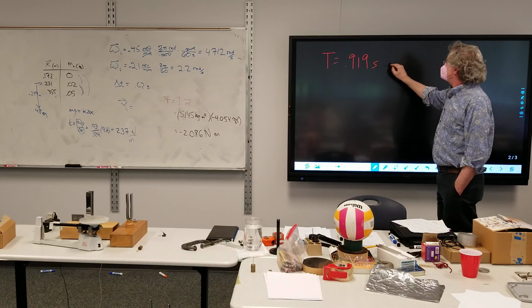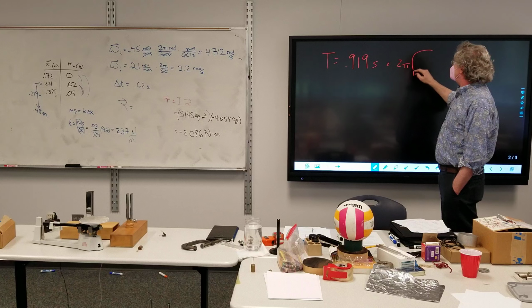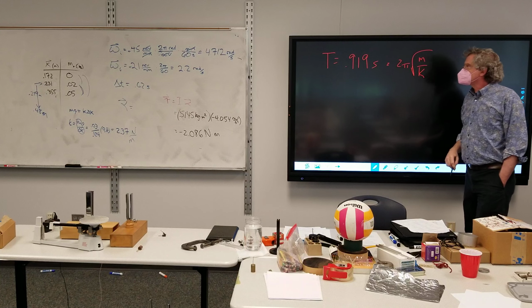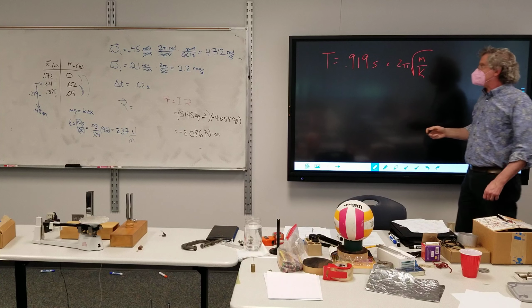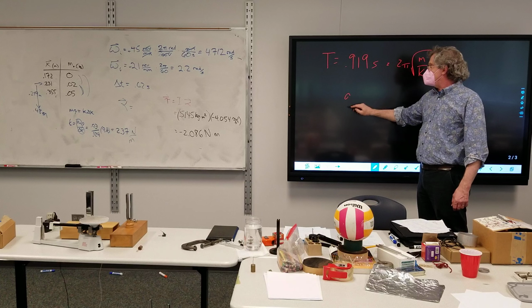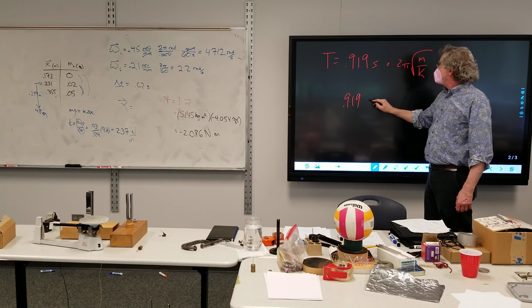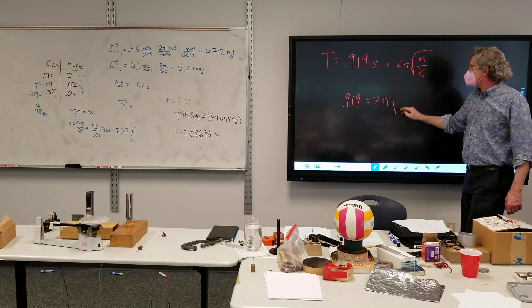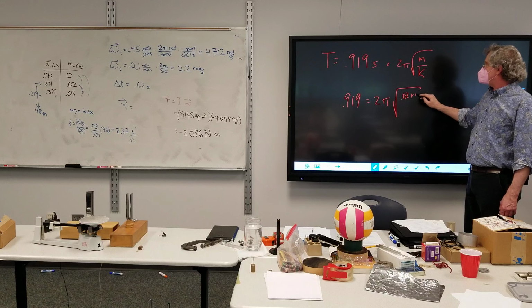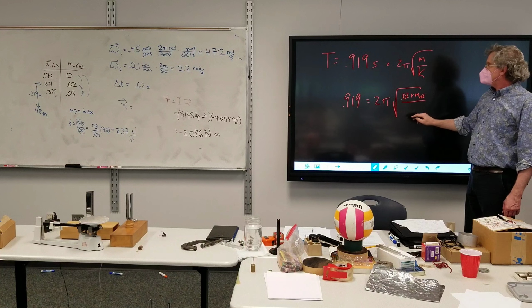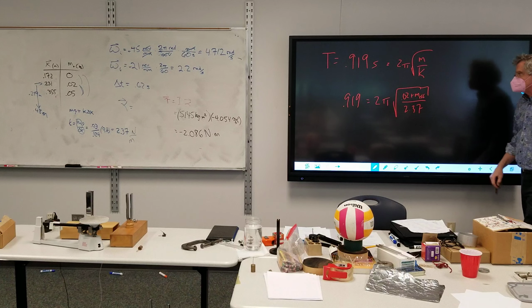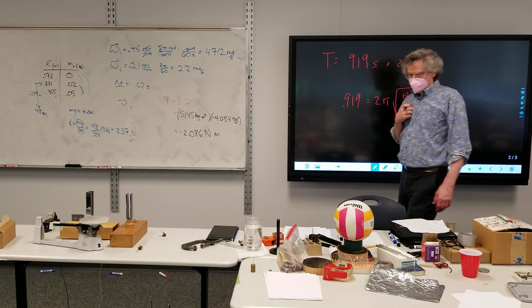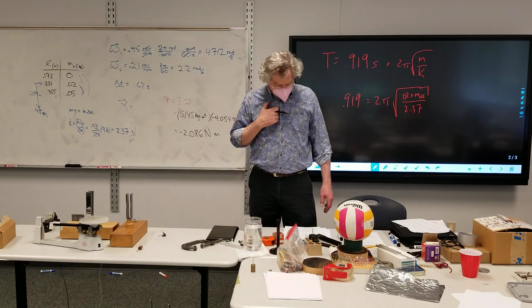There's my period. That's going to be equal to 2 pi times the square root of m over k. My mass is the mass of the 20 grams plus whatever the effective mass of the slinky is. So I get 0.919 is equal to 2 pi times the square root of 0.02 plus the effective mass of the slinky divided by 2.37. It's now a calculator and algebra exercise.